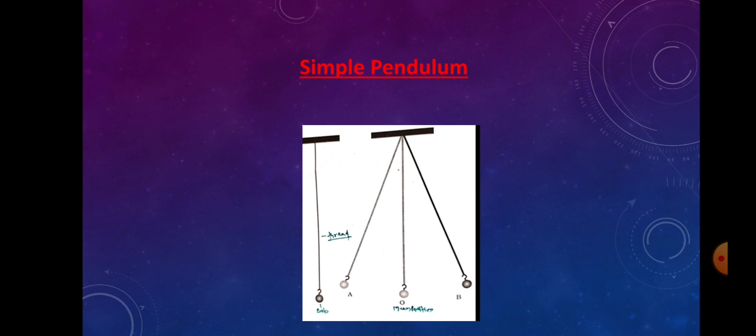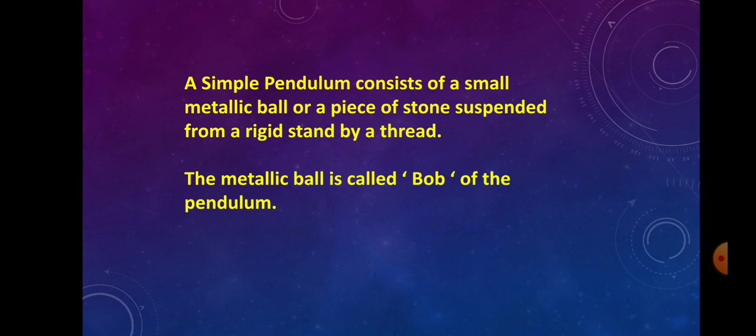Here, as you can see, the bob from the main position O goes to A and goes to B and will again come to O. But what if it comes from B to A and again to B? This motion, the time taken to complete one oscillation, is called the time period.